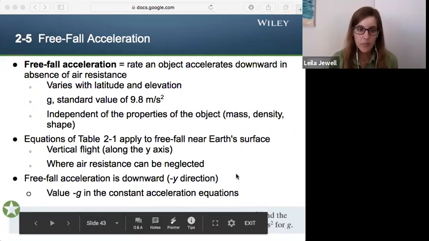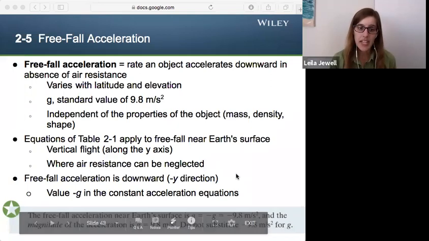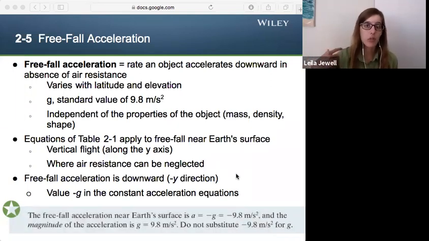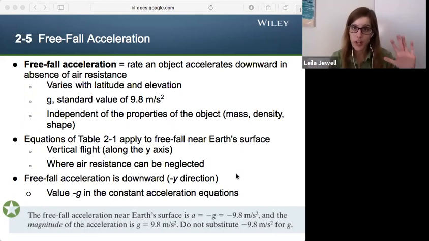The free fall acceleration is downward. It's in the negative y direction. So in all of those constant acceleration equations, those 5 super equations, for the a, you're going to substitute in a value of negative g, or negative 9.8. So this means the free fall acceleration near Earth's surface is a equal to negative g, or negative 9.8 meters per second squared. The magnitude of the acceleration is given by g, the positive 9.8. So we don't want to substitute in a negative 9.8 for g. g is always positive. This is something that's subtle but really easy to miss.